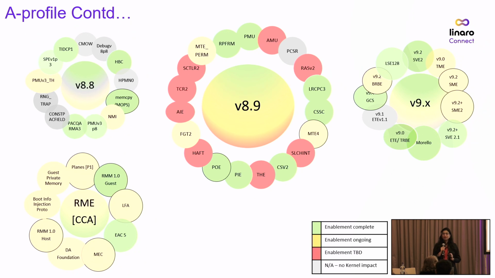One significant breakthrough is we have RMM 1.0, that's CCA 1.0 guest support that got merged upstream in the mainline kernel in 6.13. We are progressing well on CCA 1.0 host support. I'll again cover a bit of it in the later slides.